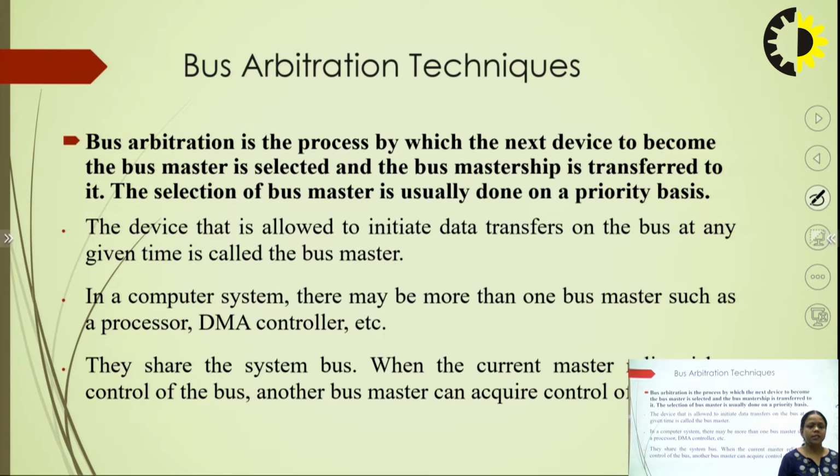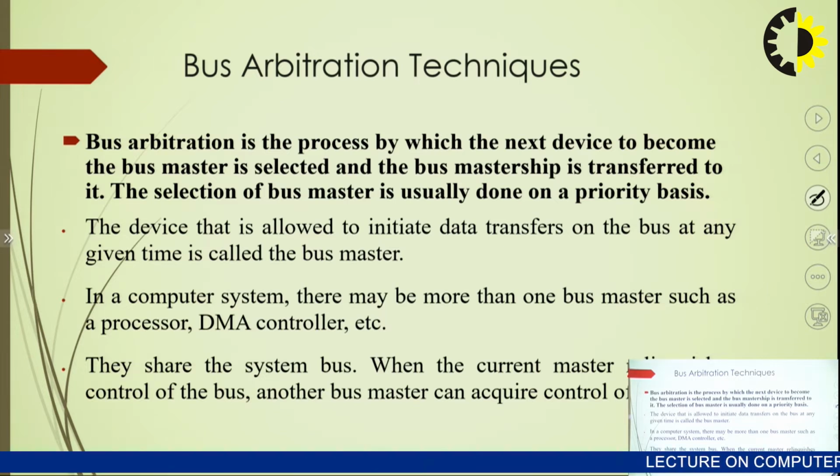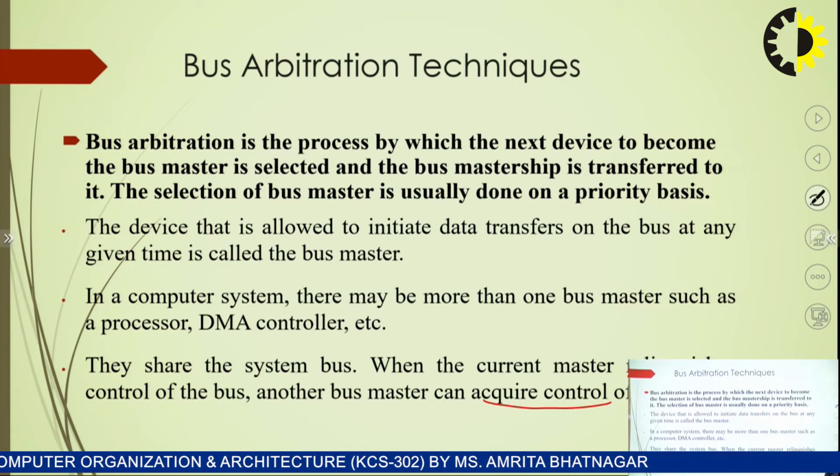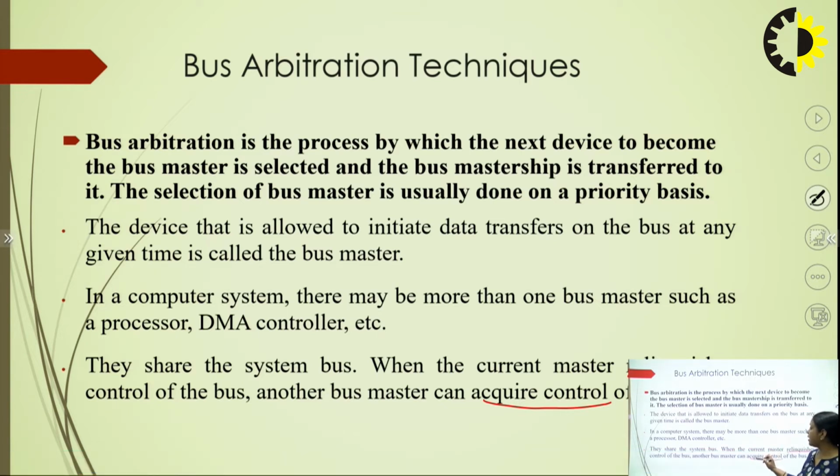They share the bus system. When the current master relinquishes control of the bus, another bus master can acquire control. This is the main thing. So, one bus master will relinquish the control of the bus, and another bus master can acquire control of the buses.